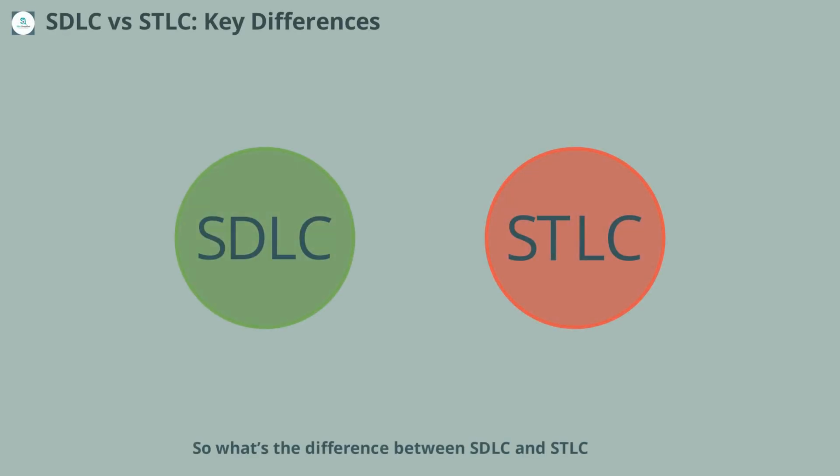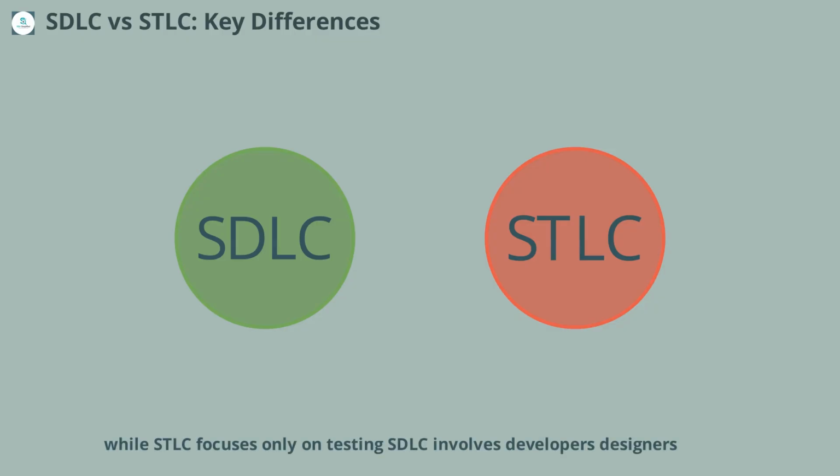What's the difference between SDLC and STLC? SDLC covers the entire software development process, while STLC focuses only on testing. SDLC involves developers, designers, and project managers and starts when the project begins. STLC involves testers and starts after requirements are ready. In short, SDLC builds the product, and STLC ensures it's bug-free and ready for users.